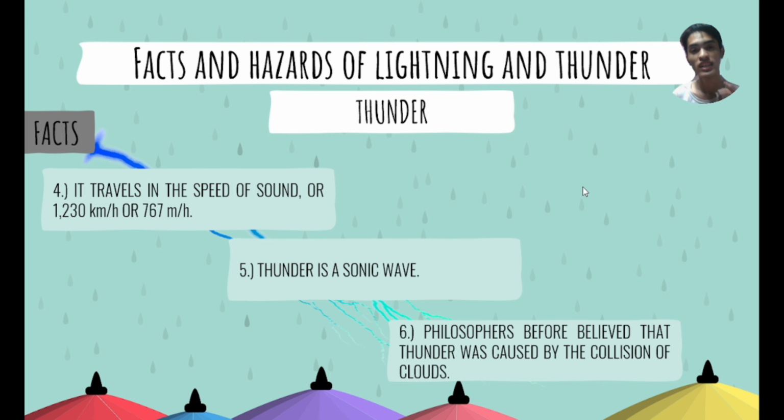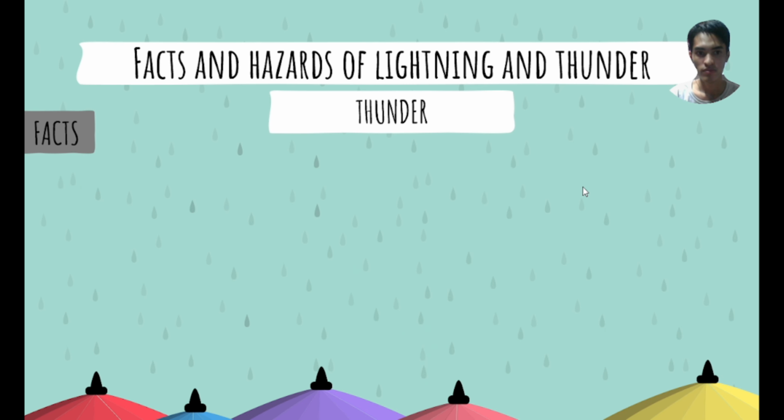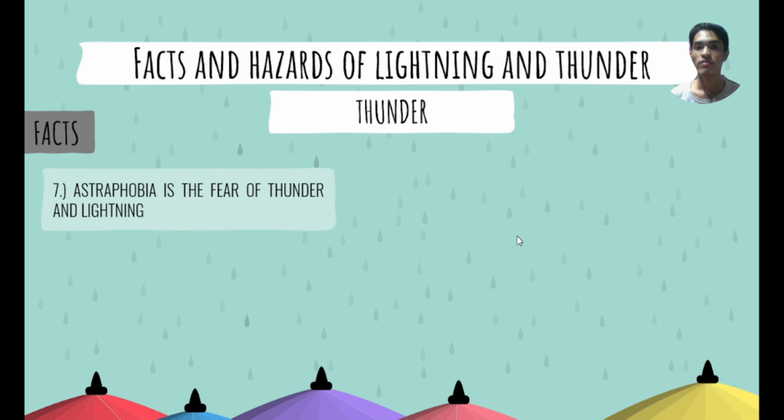And actually, in the ancient era, thousands of years ago, philosophers such as Aristotle believed that thunder was caused by the collision of clouds rather than the sound of the reaction of lightning itself. And lastly, astrophobia. Astrophobia is the fear of thunder and lightning. So people with a fear or phobia of thunder and lightning are called astrophobic.